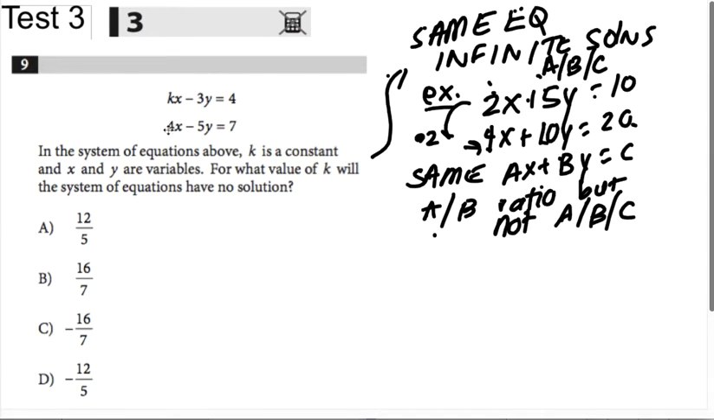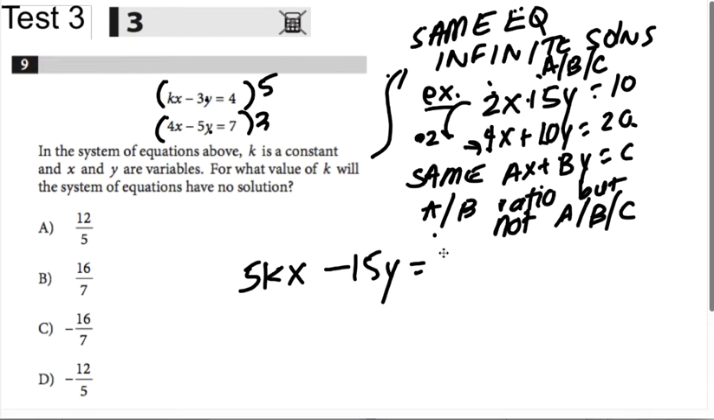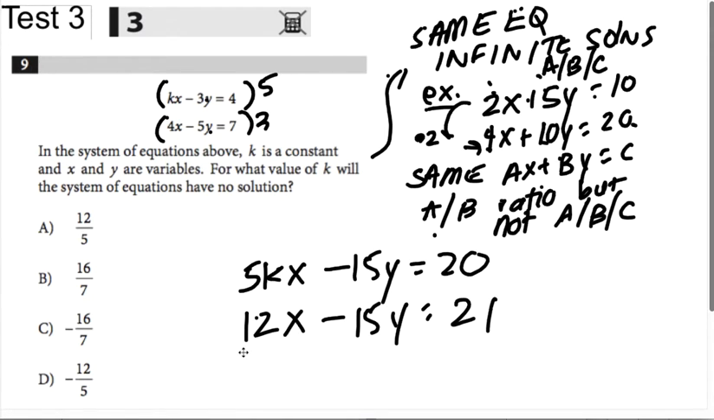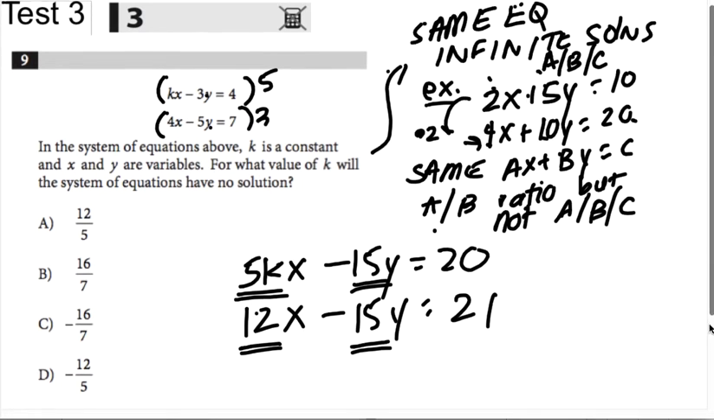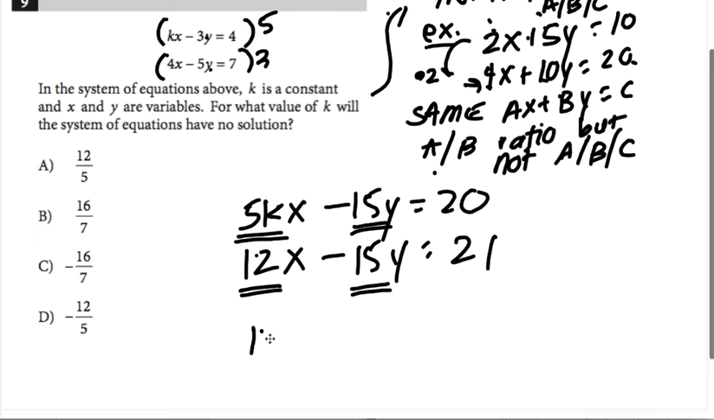The easiest way to do this is to multiply to get the y's to be exactly the same, right? So if I multiply this one by 5 and this one by 3, I'm going to get 5kx minus 15y equals 20, and 12x minus 15y equals 21. So if 12 to negative 15 is the same ratio as 5k to negative 15, but these numbers aren't the same, which they're not, then I'm going to have no solution. So essentially, if 12 equals 5k, I will have no solution. So 12 over 5 is my k, and that's answer A.